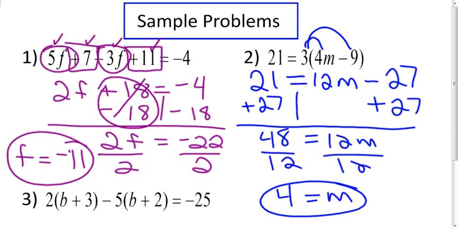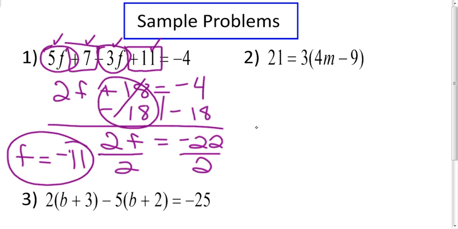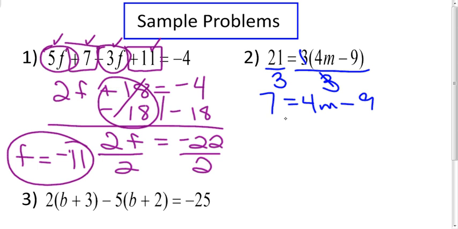There's actually another way I could solve this equation. I think it can be a little bit simpler, but I'll show it to you. Remember our answer, m is equal to 4 here. Since I'm multiplying 3 times this whole quantity 4m minus 9, what I can actually do is divide both sides by 3. These will cancel out, leaving me with 4m minus 9 is equal to 21 over 3, which is 7.